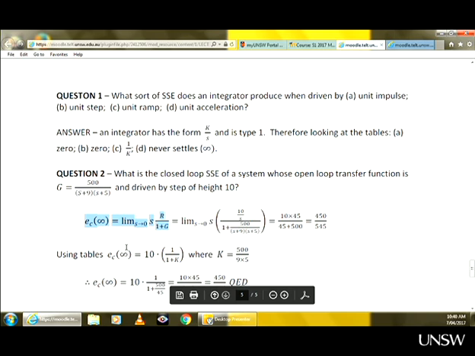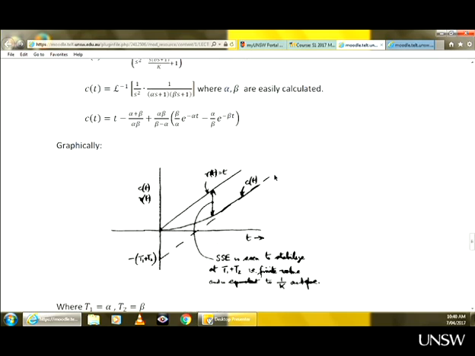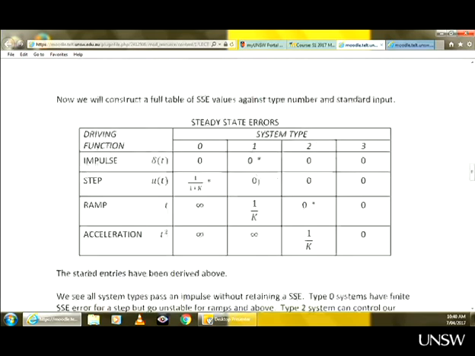So, type 1: impulse, step, ramp, acceleration. Type 1, impulse and step will give us 0 steady-state error. Ramp will give us a constant steady-state error, and acceleration will give us an infinity steady-state error.